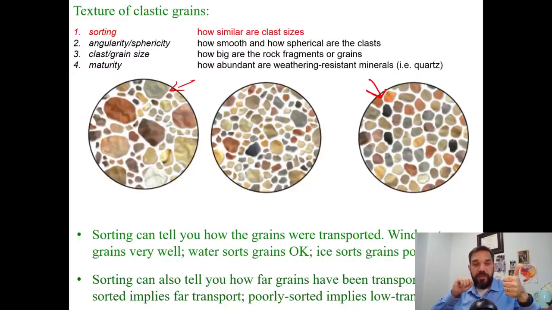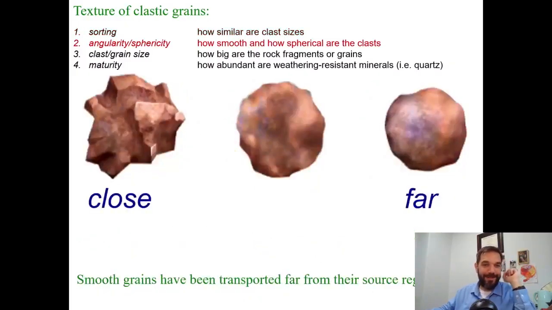Wind is the best transporter and the best sorter. So very well sorted material comes from wind. Water is medium, ice is the worst. Ice picks up everything from clay to silt to sand to boulders the size of a school bus. And I have seen boulders, literally the size of a school bus, picked up and moved by glaciers. So they're amazing at moving really big pieces of rock, but they're very bad at sorting. Ice is terrible at sorting. Okay, so let's get on to something else.